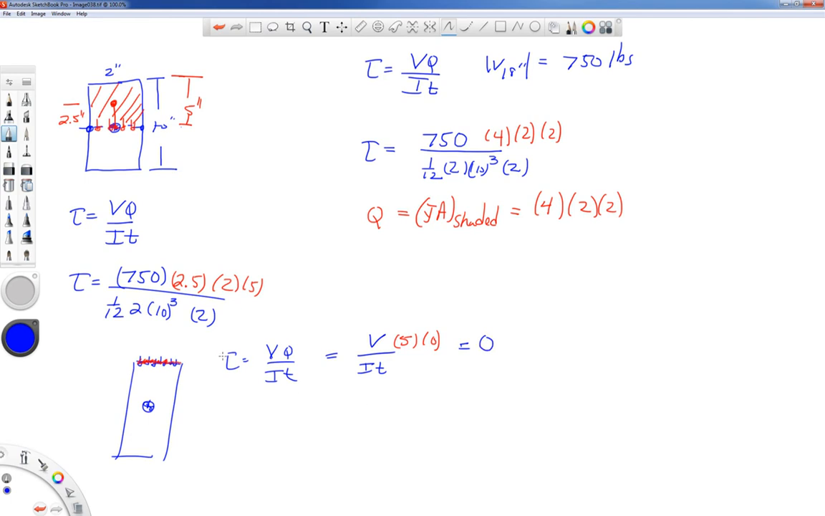That makes sense because we said at the beginning it had to be that way. Let's do one more. Let's look at the bottom. We know that the shearing stress on the bottom of the cross section has to be 0 as well. Let's see why that works out that way with our formula. So if this is my point of interest down at the bottom of the cross section, then I would shade in from my point of interest to the top of the cross section.